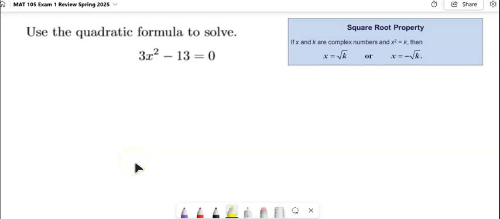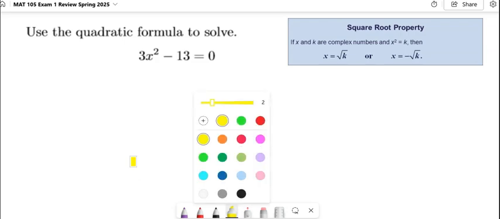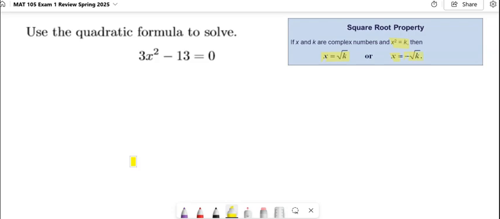Hello everyone. In this video we're going to solve a quadratic equation using the square root property. What the square root property says is, if I have x squared equals k, then x could be either the radical of k or x is going to be minus the radical of k.